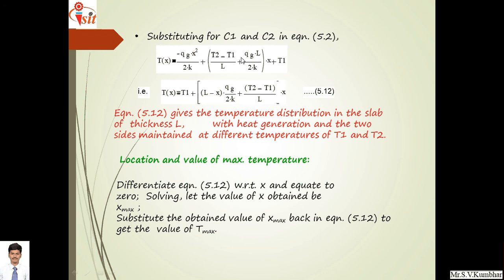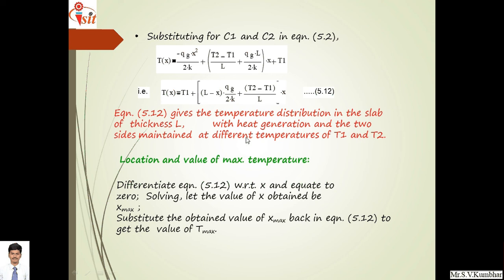Multiply this x into the bracket and try to simplify as much as you can. We get Tx is equal to T1 plus (L minus x) x Qg upon 2K plus (T2 minus T1) upon L into x. This equation is very important, and it gives the temperature distribution in a slab of thickness L with internal heat generation, when the two sides are maintained at different temperatures T1 and T2.